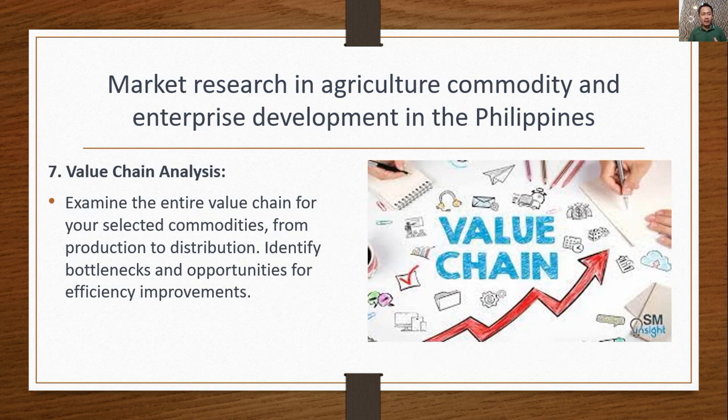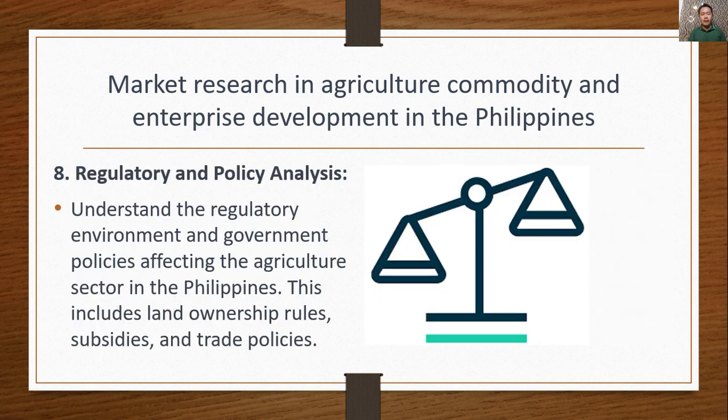You can also examine the entire value chain for your selected commodities through value chain analysis, from production to distribution. Identify bottlenecks and opportunities for efficiency improvements. Understand the regulatory environment and government policies affecting the agricultural sector in the Philippines by having a regulatory and policy analysis. These include land ownership rules, subsidies, and trade policies.